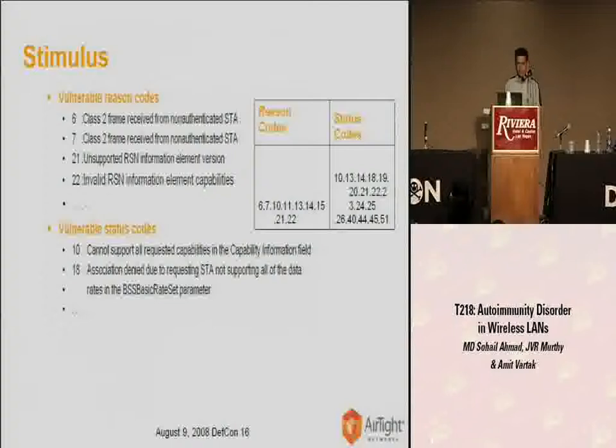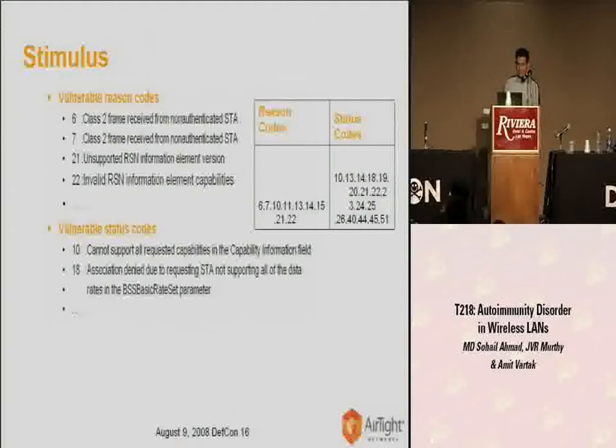And it will send a response message with failure, or sometimes a deauthentication message. And this message will reach the client, because in the current implementation of access point and WLAN device software, there is no logic implemented to differentiate between a spoofed frame and a legitimate or genuine frame. So that's how you inject stimulus in the network.